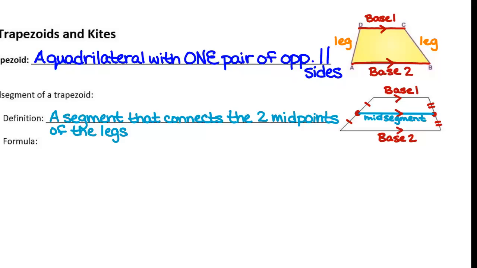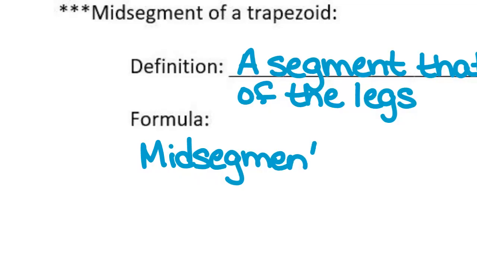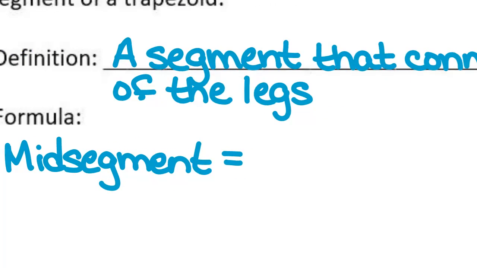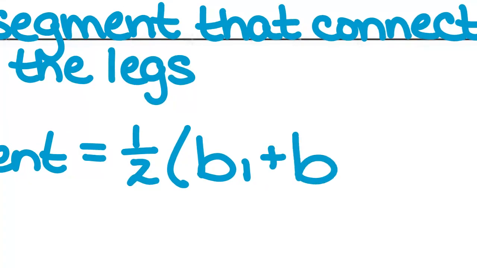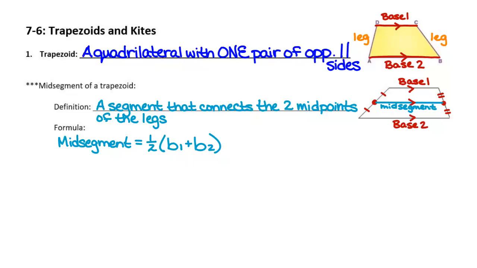To find the length of a mid-segment, we have a formula. The formula for the length of the mid-segment is mid-segment equals half of base 1 plus base 2. Mid-segment is equal to half of base 1 plus base 2.